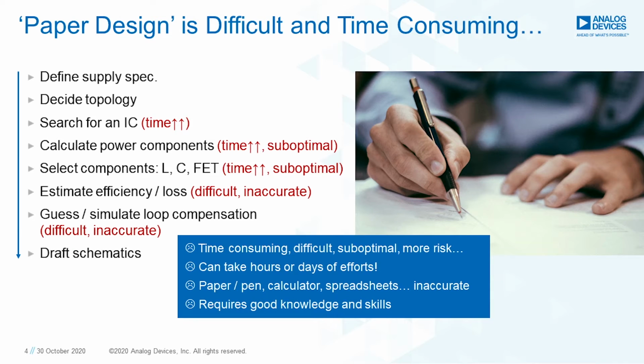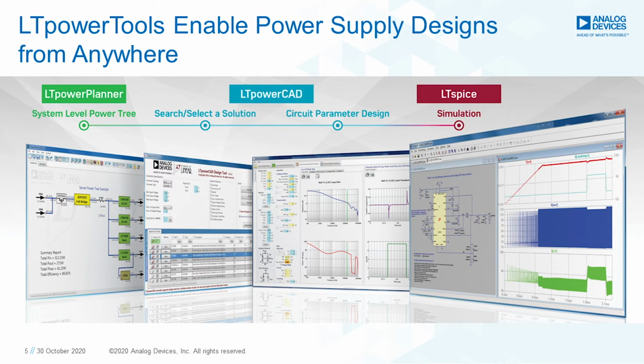To make this analysis easy, a system-level design and optimization tool is needed. Doing a paper design can be difficult and time-consuming. You need to define the supply specifications, choose a power topology, and search through websites to find the best devices. Even harder is trying to calculate the values of the resistors, inductors, capacitors, and MOSFETs, and then choose the proper components that meet the design criteria. Of course, estimating the efficiency and power loss is difficult, and designing the loop compensation, which determines the transient response, is almost impossible. The better way is to use the LTpowerTools suite to design the system.